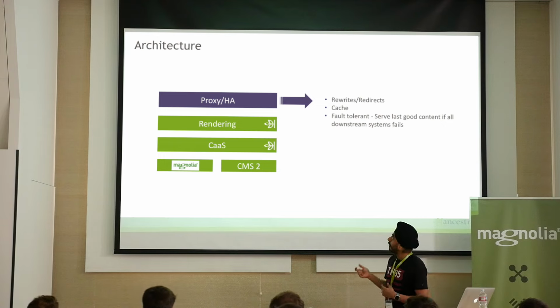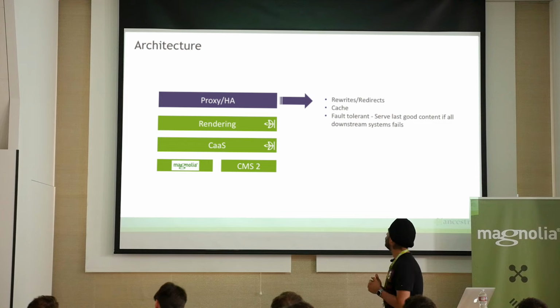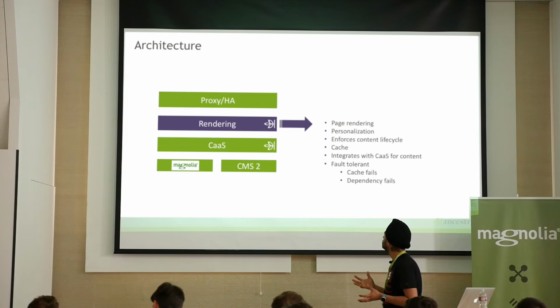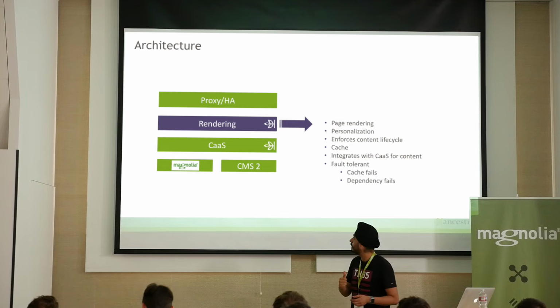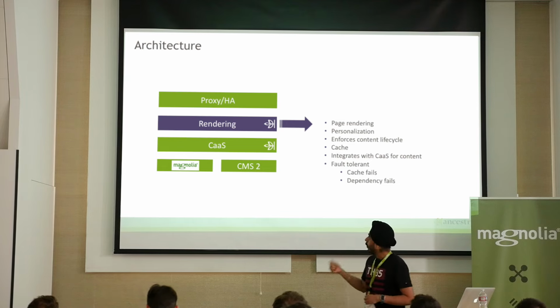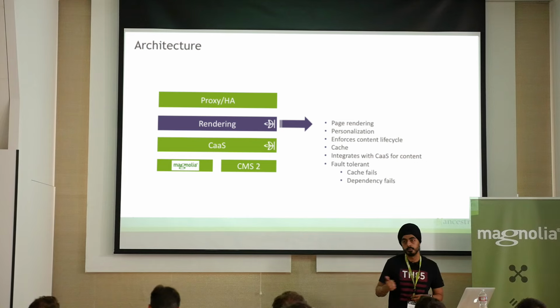The rendering layer, or the custom application that we have built, takes care of page rendering. This is the guy that's actually doing the heavy lifting of calling content, merging the template, and sending the page response back. It also takes care of personalization. So if there is a user profile service based on which we want to personalize some of our experiences, we integrate with the user profile service at that level, right?